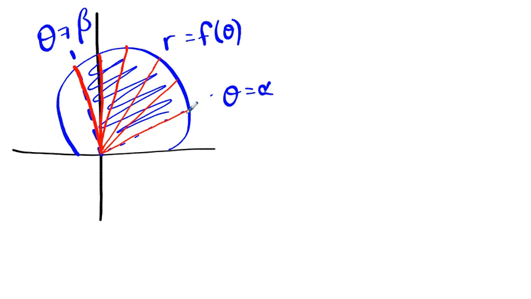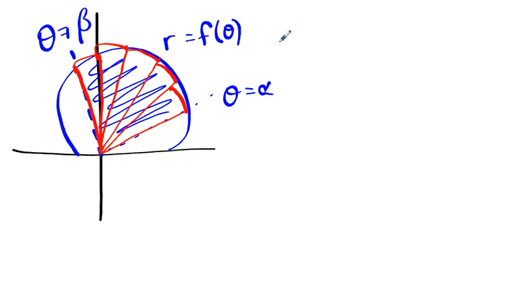Well, if we assume that this radius stays the same all the way across, you get a sector of a circle. And similarly for each of the other radii, you get a sector of a circle.